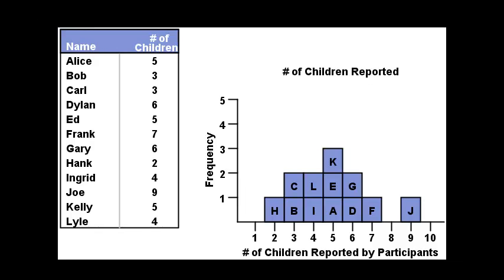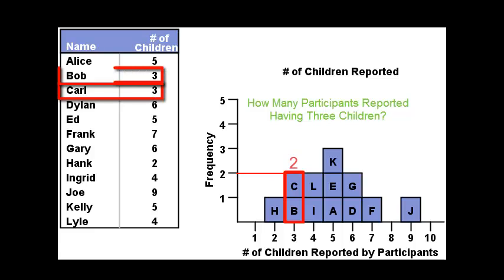Now let's consider how many participants had 3 children. Find the appropriate number on the horizontal axis and count the boxes. In this case, 2 participants, Bob and Carl, had 3 children. This distribution, called the frequency distribution, has several advantages over a table.